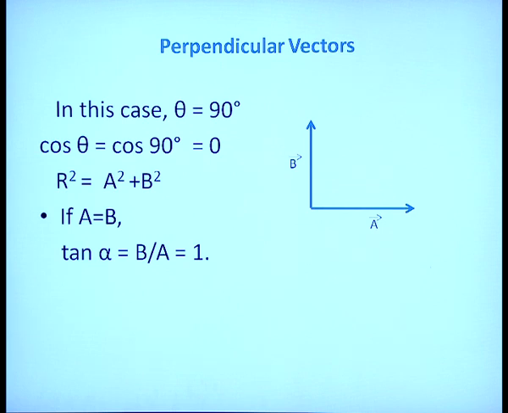So, if you put in R equal to root over A square plus B square plus 2AB cos theta, theta equal to 90 degree, cos theta equal to 0, hence R square equal to A square plus B square.